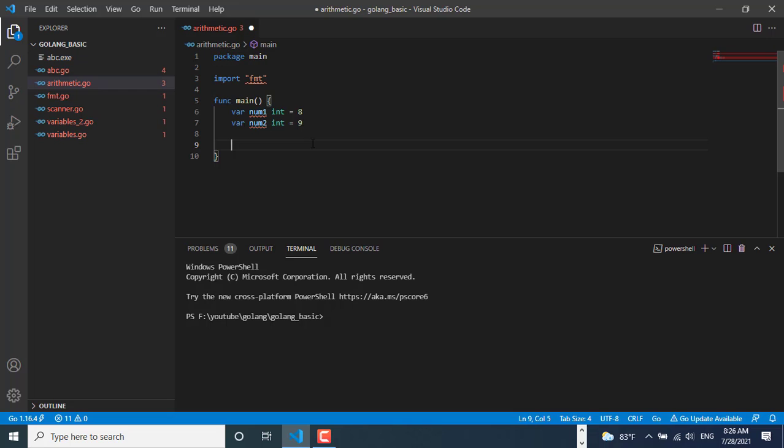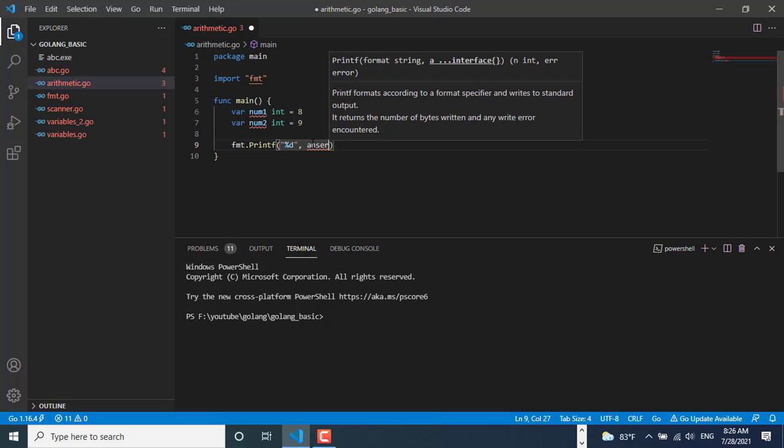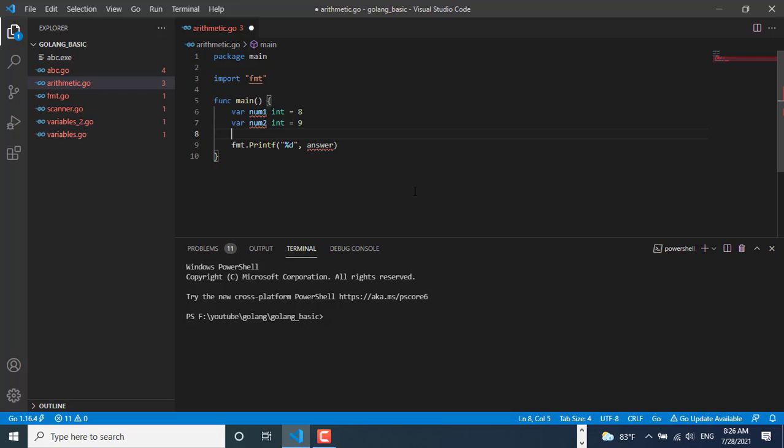Here I am going to print fmt.Printf with format %d, answer. Here I declare variable answer as num1 plus num2. Then I save this and run.